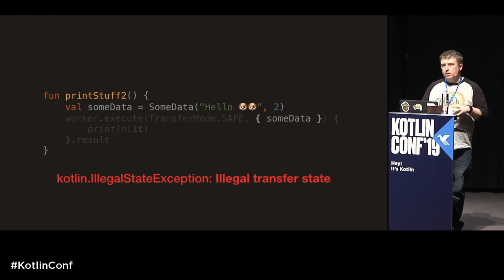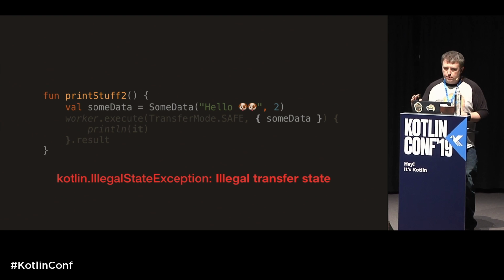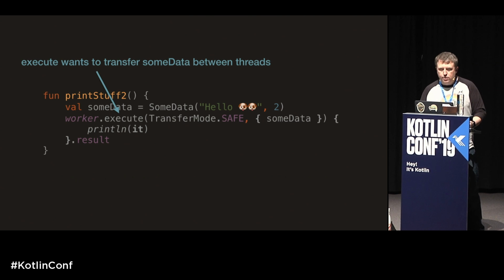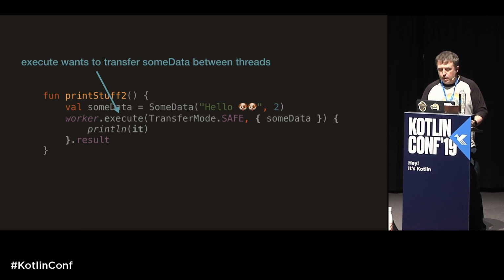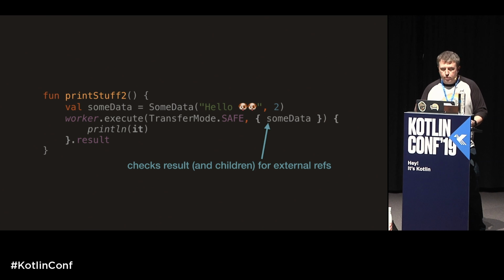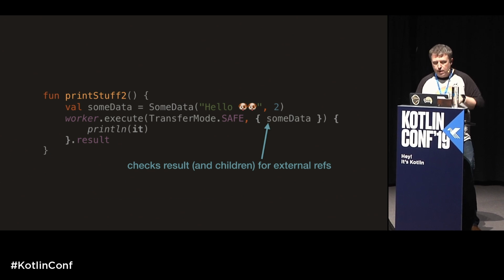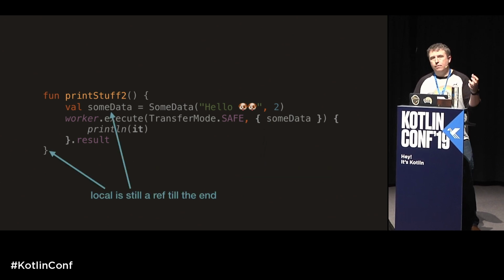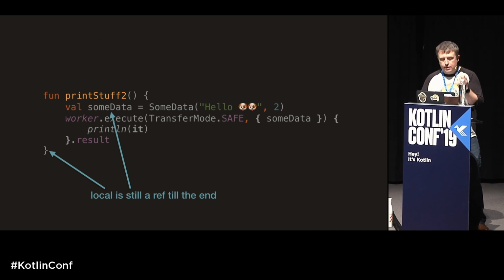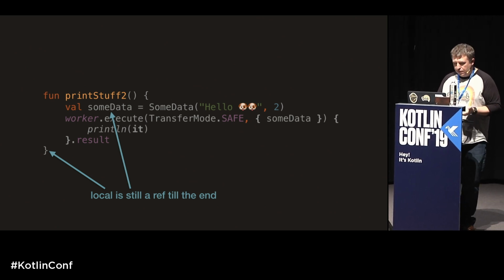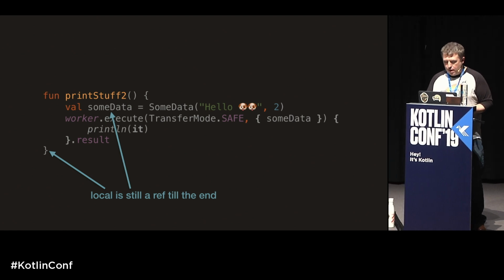If you're using worker, you'll see this pretty often. You probably won't be using worker, so don't try to memorize it too much. What's happening here is execute wants to transfer some data between threads, right? So it checks the result of that producer function for external refs, right? It looks like we don't have any, and, mentally it's like, well, what do you mean? There's no external refs. But the reality is that block, that function block, still has that data. And state in Kotlin Native is reference counted, so it'll get decremented when you leave that function. Unfortunately, transfer fails because something is still looking at it, right?